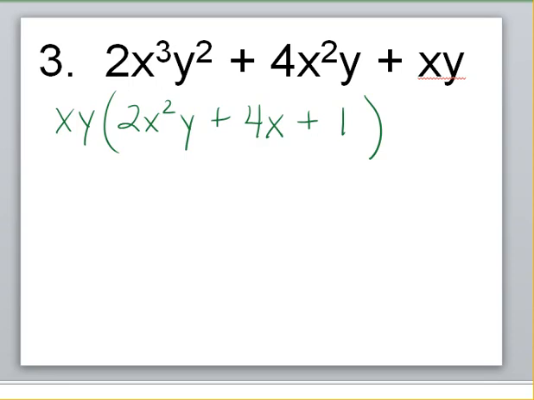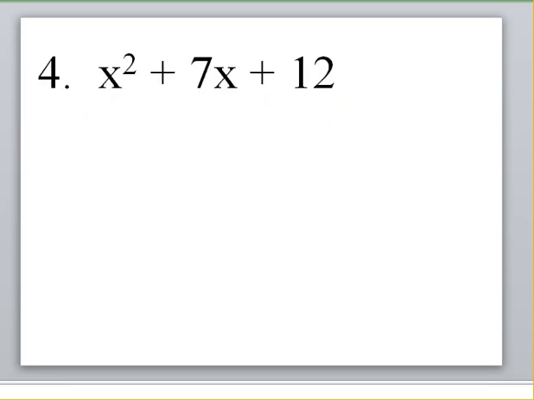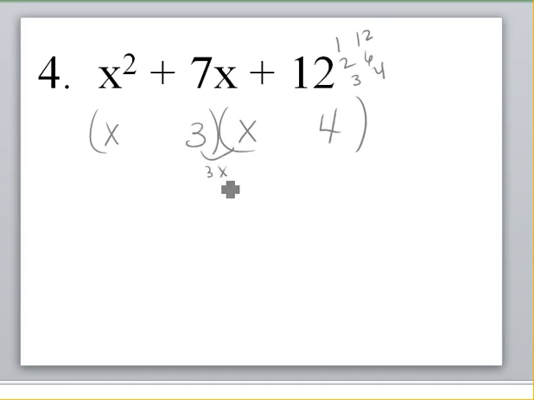Moving on to the next type of problem, I'm looking again and going through the steps of greatest common factor. On this one, there is no greatest common factor, so since it's a trinomial, I'm going to break it up into x times x. Thinking of factors of 12 as 1 and 12 and 2 and 6 and 3 and 4, I've got to create a sum of 7, so I'm going to choose 3 and 4. This is 3x and 4x, which does give me a 7x.